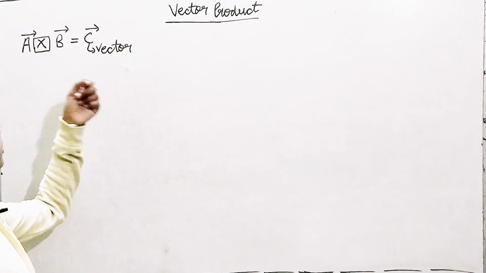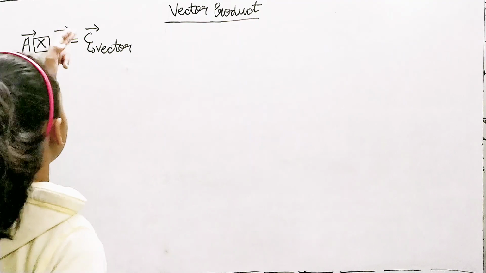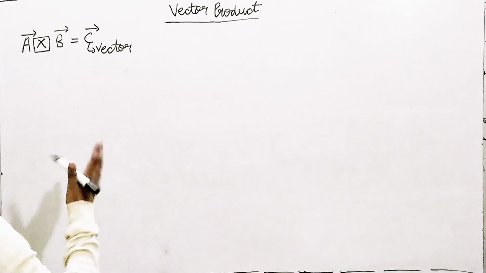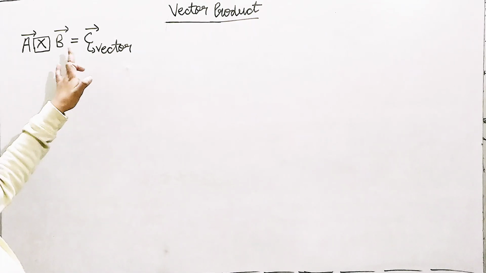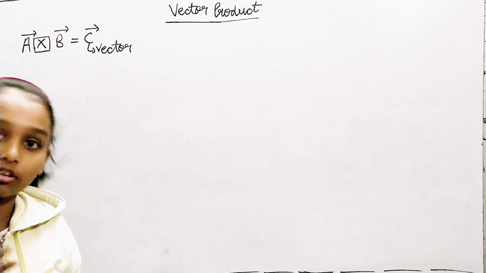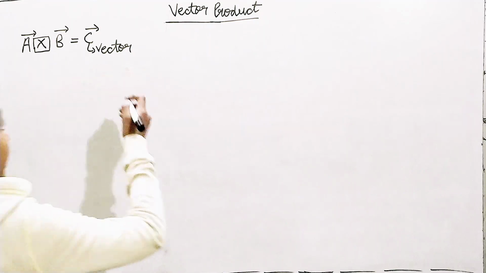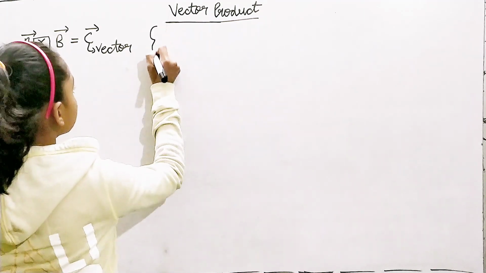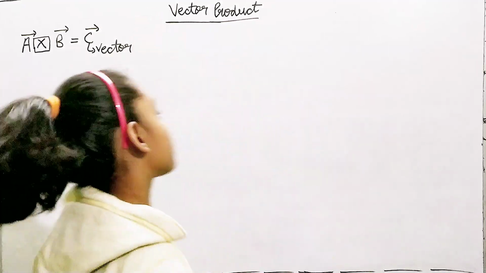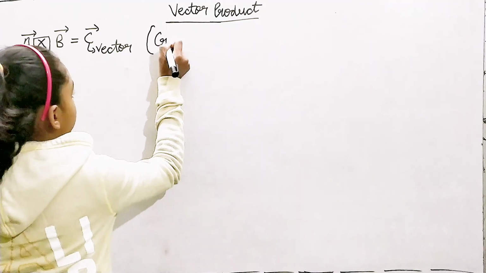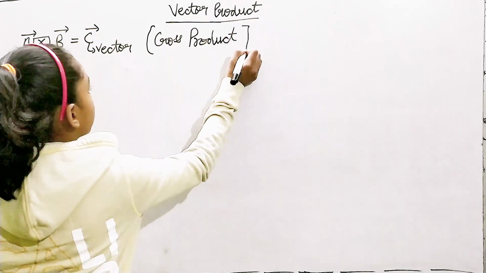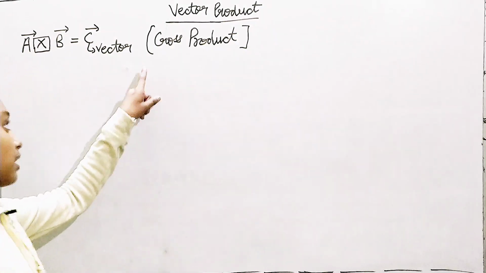Of course I'm saying vector because you can see the vector symbol is already mentioned. So A cross B is equal to a vector. Means when we are doing a cross product of these two vectors, we are getting a vector. And it has another name, which is what I've told you: cross product. We can call it cross product or vector product.